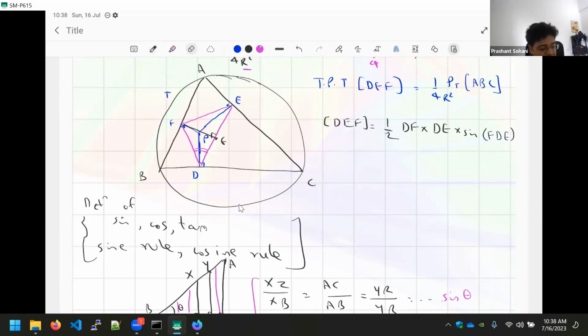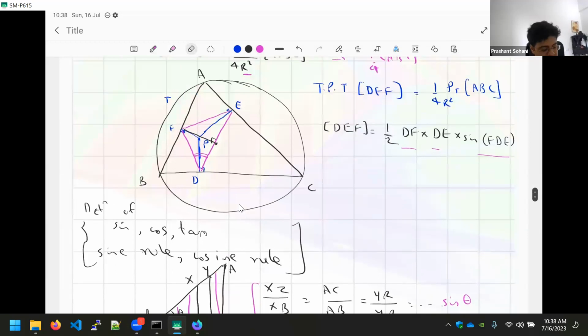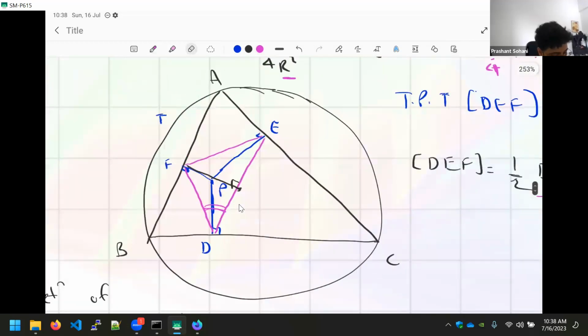And now, the next step in our proof is we want to take each of these pieces of information, DF, DE, and sine of that angle, and see if we can rewrite that in some way and make it easier to process. So how do we do that? And let me get rid of this.